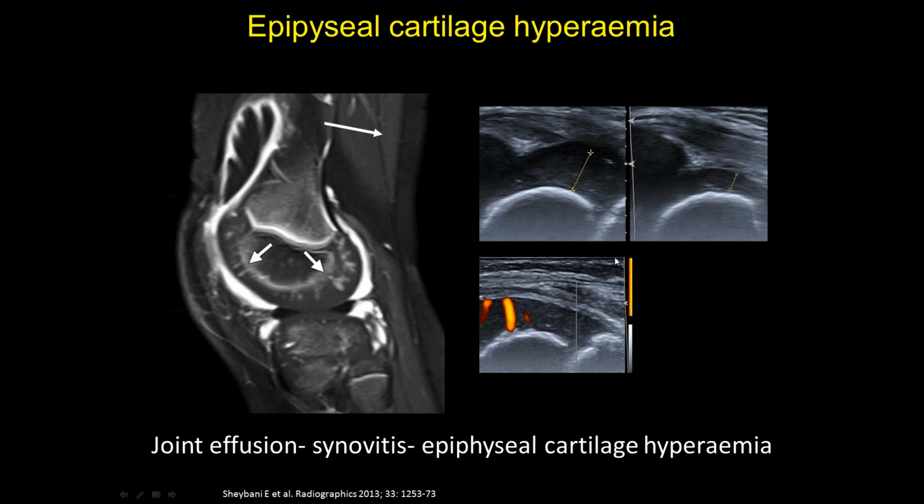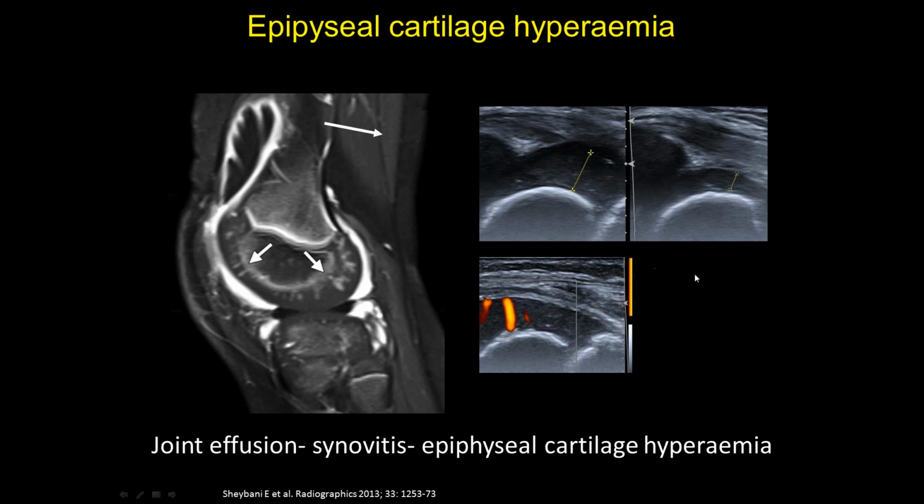This image to the right is the normal knee, which was not swollen, and you can see that there is a normal size of the cartilage. Whereas on the other side, this was the right side, when we compare both sides, there is a massive increase in size and thickness of the cartilage. And this is due to the hyperemia. The hyperemia will lead to rapid growth.